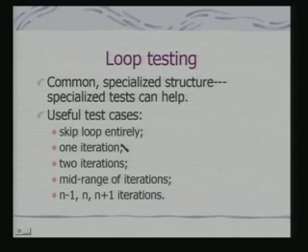You would like to skip the loop entirely. You would like to go through one iteration, multiple iterations, look at mid-range properties and look at boundaries. If n is the boundary for a loop, test n minus 1, n and n plus 1 iterations. Is the loop really going through n plus 1? That means there is an error if n is a boundary.